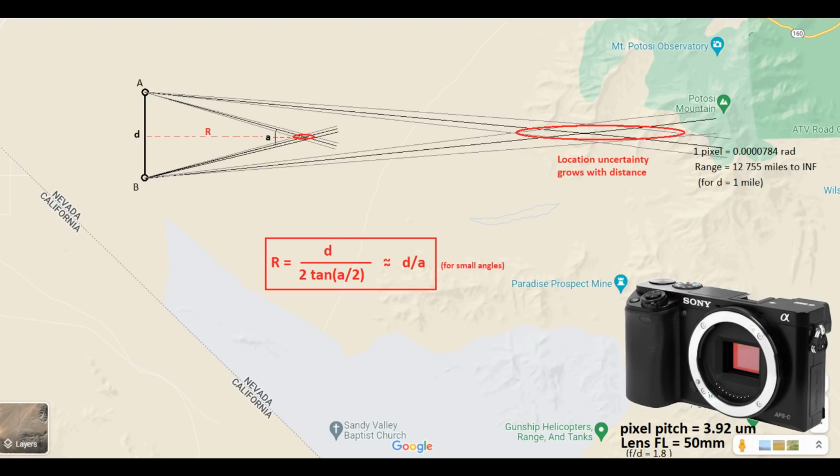And for our camera and the lens that I'll be using, the 50mm focal length, and given the pixel pitch of the sensor, I have an uncertainty of about 0.0000784 radians. And that translates to a range of 12,755 miles to infinity. So the instrument is useless beyond that.